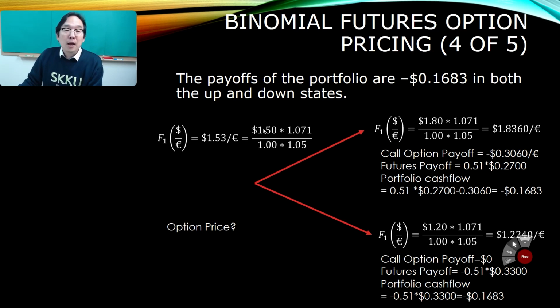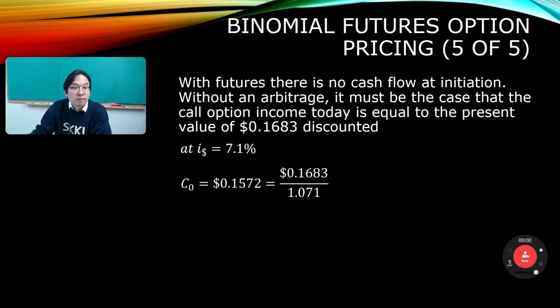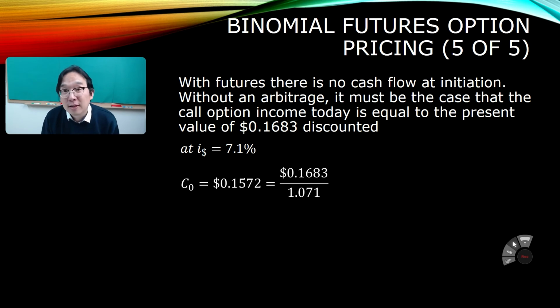Now, the payoffs of the portfolio are minus 0.1683 in both up and down states because we took the short position of the call option. Short is minus. Now, this and that, you check the numbers. Then what will be the option price today? Well, figure out the portfolio value today. Now you have the future value of your risk-free portfolio that has a short position of the call option. Remember that? H futures contracts and one shorted call option.